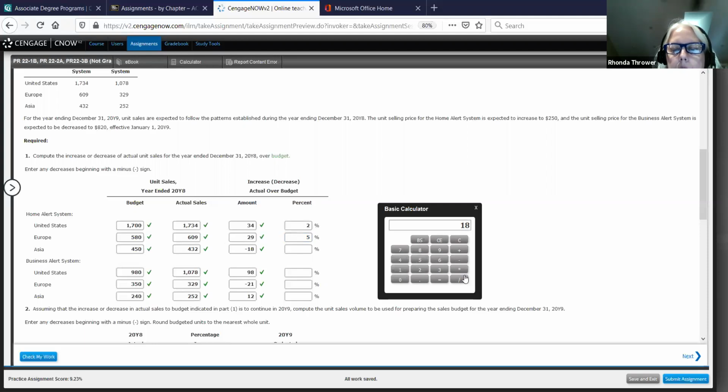18 divided by the budgeted amount, 450, gives you a percentage decrease of 4%. You got to put that in as a minus to that. Since this amount was a negative, this should be a decrease too.